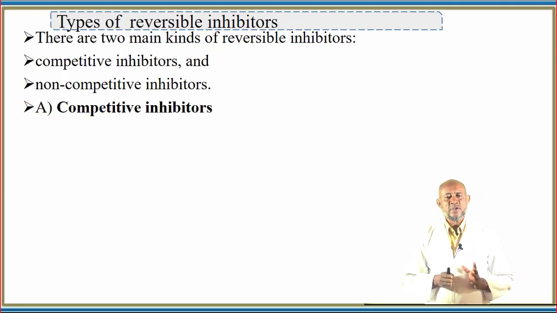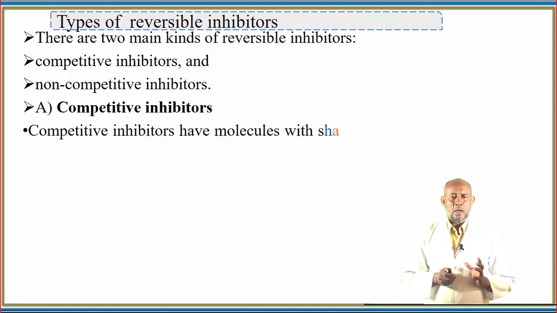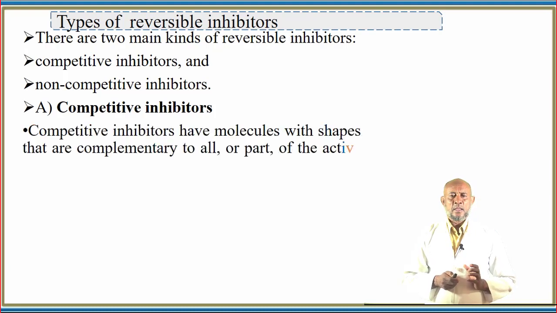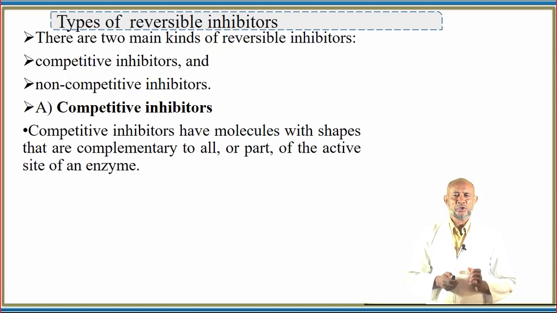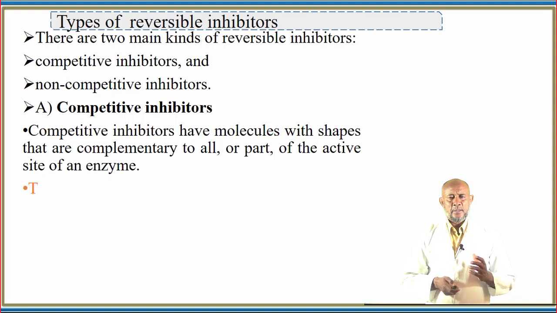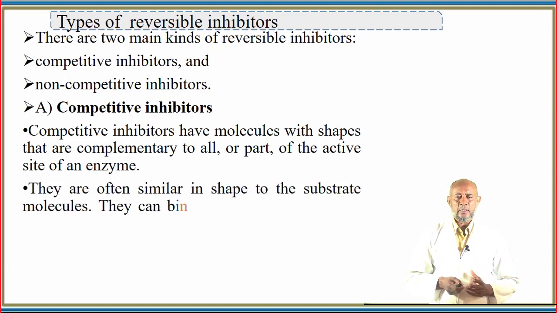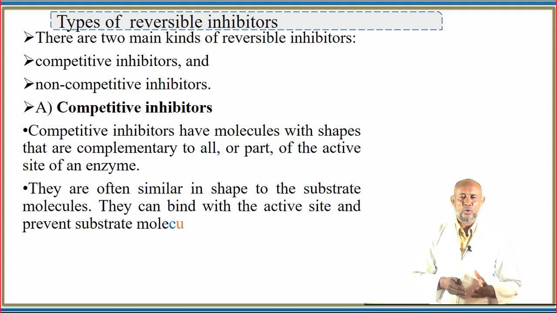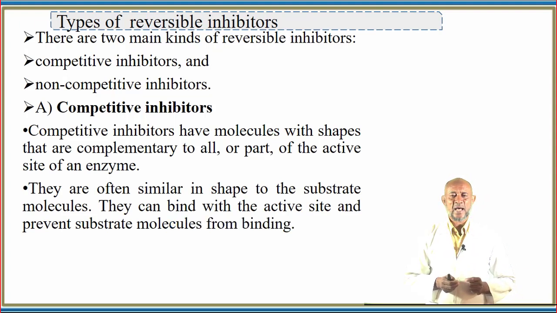A competitive inhibitor is an inhibitor that has molecules with a shape that is complementary to all or part of the active site of an enzyme. They are often similar in shape to the substrate molecule. They combine with the active site and prevent the substrate molecule from binding.